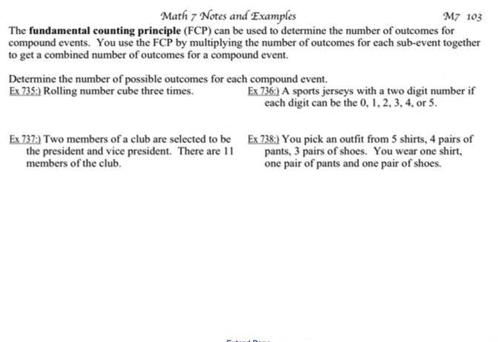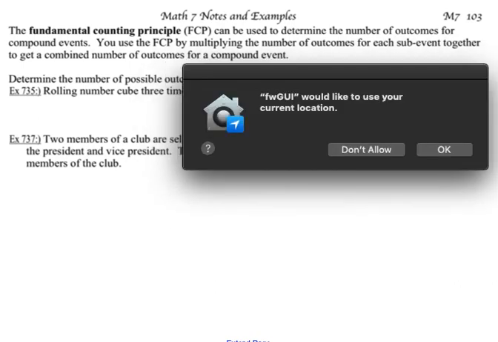Okay, next, the fundamental counting principle, which we learned about earlier this week, can be used to determine the number of outcomes for compound events. You use the fundamental counting principle by multiplying the number of outcomes for each sub-event, so the individual events, together to get a combined number of outcomes for the compound event. Determine the number of possible outcomes for each compound event. Example 7.3.5. Rolling a number cube 3 times.